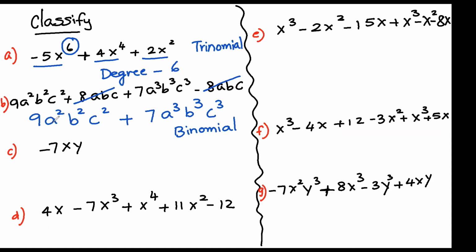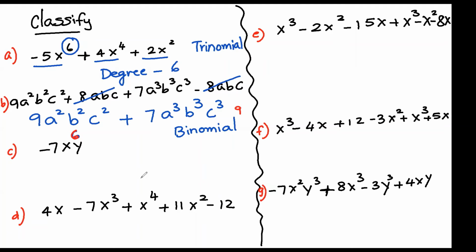So if you look here, it's a squared, b squared, c squared. So you're going to add 2 plus 2 plus 2. And so here, the exponent is actually 6. If you look here, it is 3 plus 3 plus 3. And that's going to be 9, right? So here it is 6 and here it is 9.